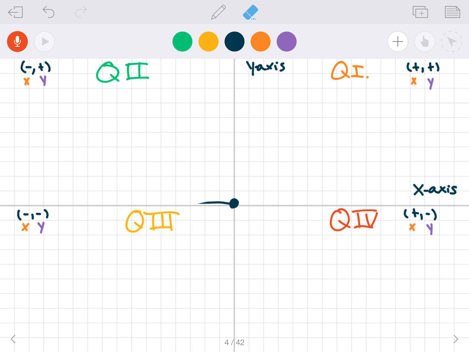What about quadrant 3? How should I move to get into quadrant 3? Well, I need to go to the left and then down. So the left corresponds to a negative, down corresponds to negative, which means that both x and y are negative. And finally, quadrant 4. I go to the right to get in there, and then I go down, which is negative. So right means x is positive, down means y is negative, just as we see there. So those are all of my signs for each of those quadrants.